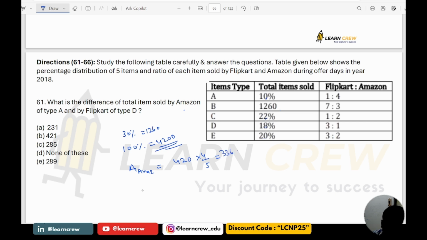Now items sold by D Flipkart, how much? 18% of 4200. In that 3/4. It would be how much you are going to get? 2 zeros cancel. So now how much we are going to get here? 2 2s are, 2 9s are, 2 21s are. So 21 9s are, 189 3s are, 567. It is asked for difference. 567 minus 336 is 231. 231 is the answer.